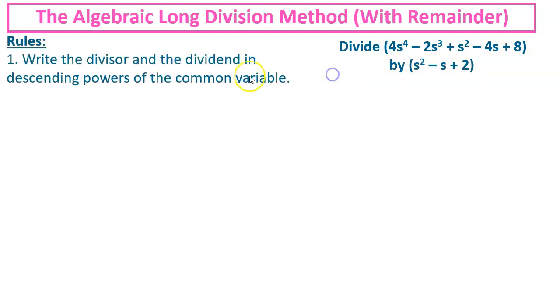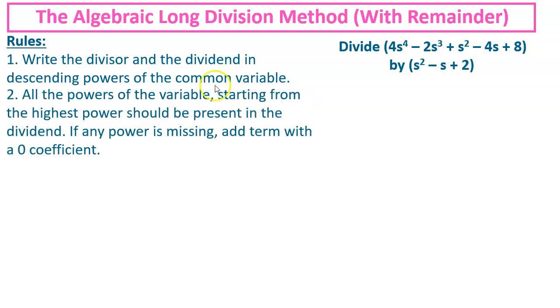And now coming to the rules. The first rule says write the divisor and the dividend in descending powers of the common variable. The common variable in this case is obviously s. And we are seeing both the dividend and the divisor have already been arranged in descending powers of the variable. If they are not arranged in descending powers of the variable, then you have to first of all arrange them. Okay. Now let us move on to rule number 2.